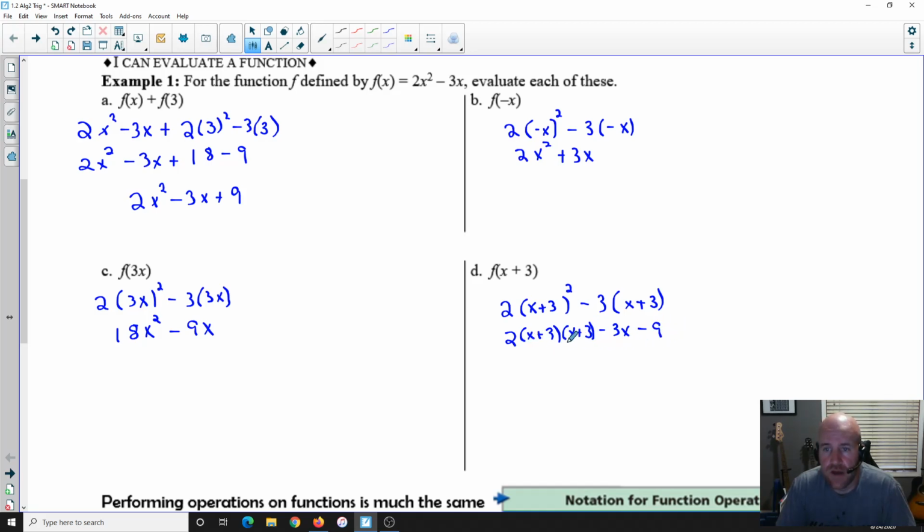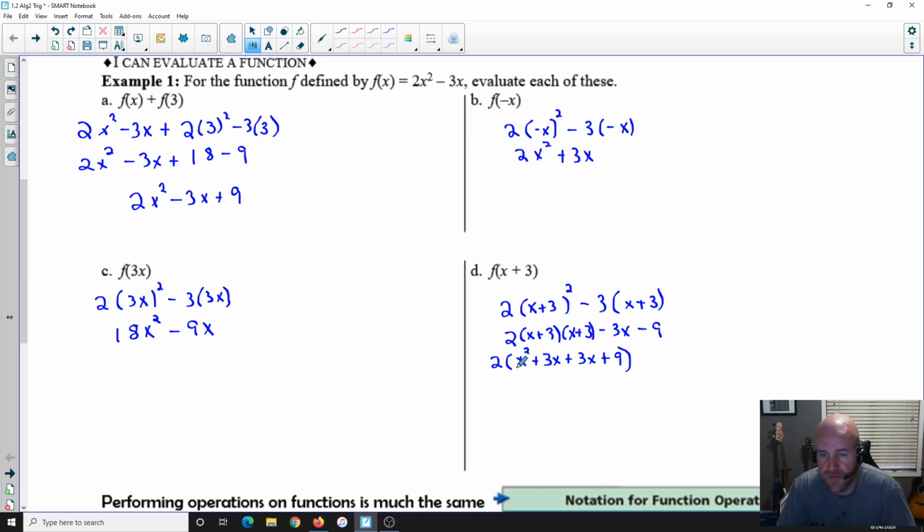Now we have to deal with the two binomials being multiplied. So remember, we take this x and we multiply it to the x. And this 2 stays outside. So whatever we get as an answer is going to go in parentheses. So x times x is x squared. X times 3, that's going to be a positive 3x. And then this 3 times this x would be another positive 3x. And then 3 times 3 would be 9.